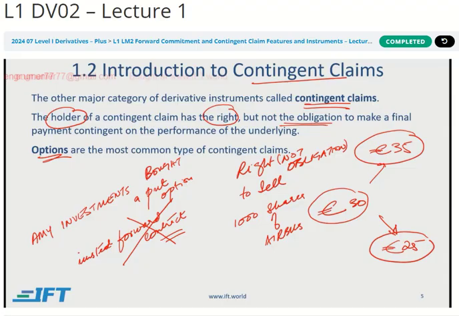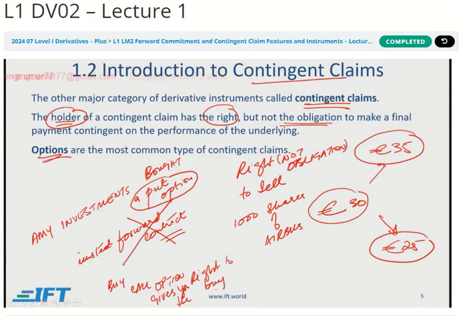Now, this is the holder of the contingent claim, which means if you're buying a put option, it gives you the right to sell. And a call option gives you the right to purchase or buy. But we will get into a lot more detail about options in a separate video altogether.